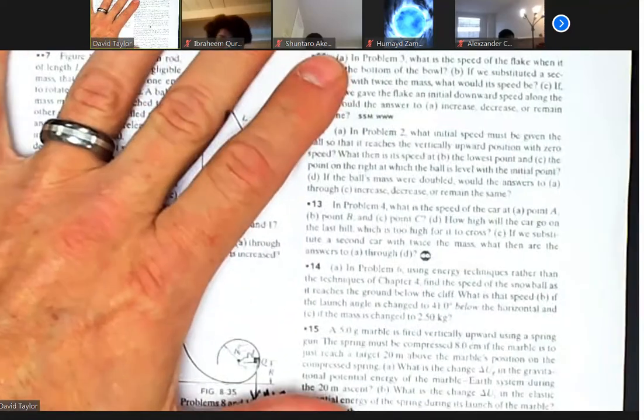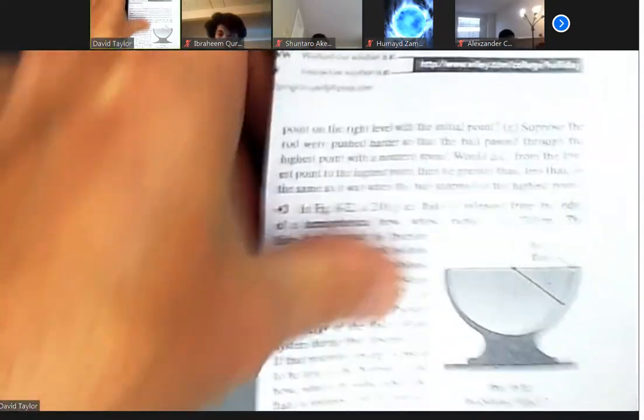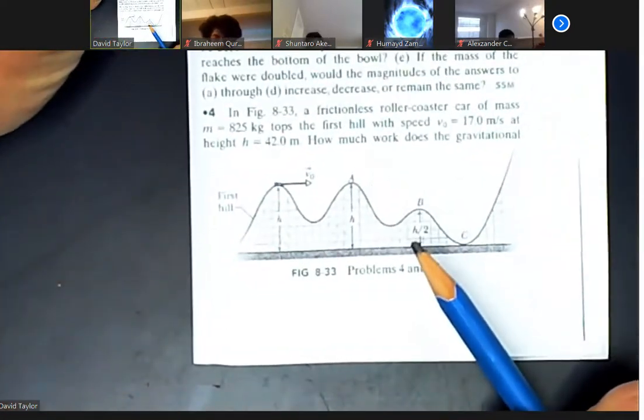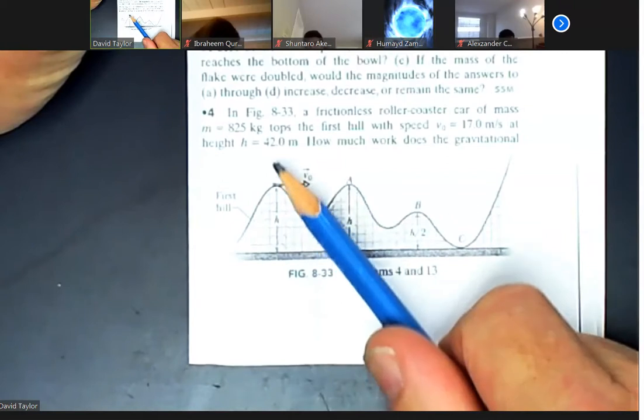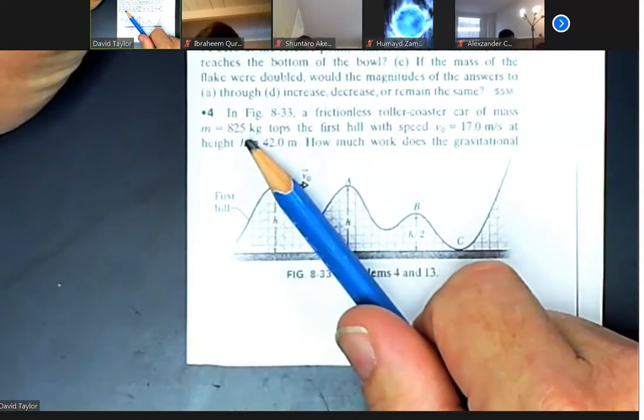Number 13, in problem 4. So that is this guy right here, the roller coaster problem, okay? We start at a height of 42 meters. The mass of the roller coaster is 25 kilograms. And we're going to go along the ride.